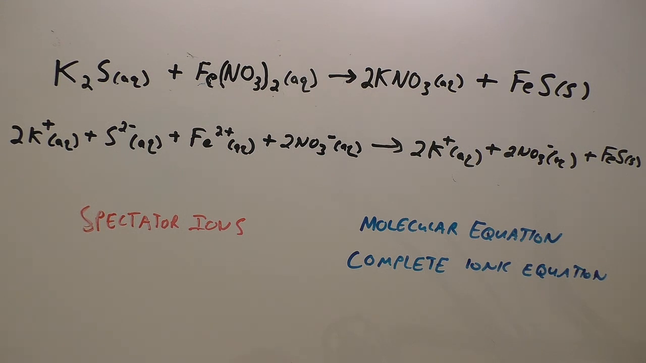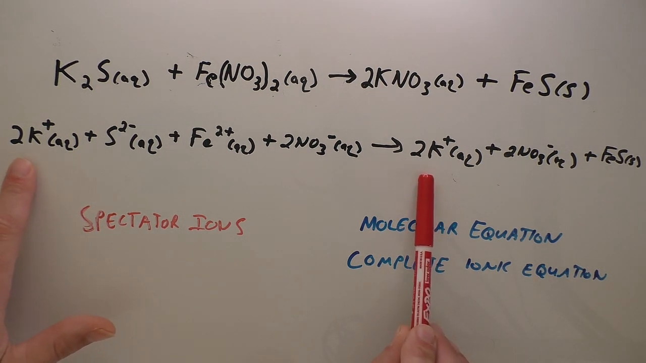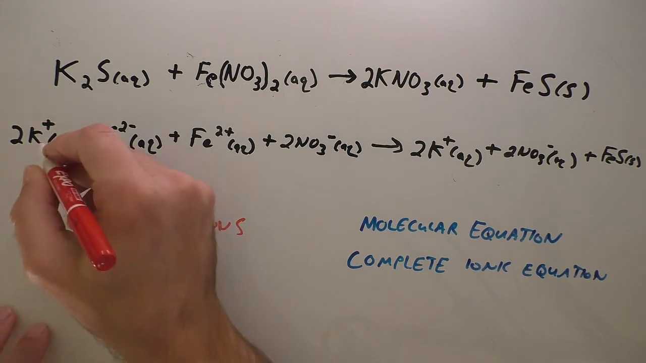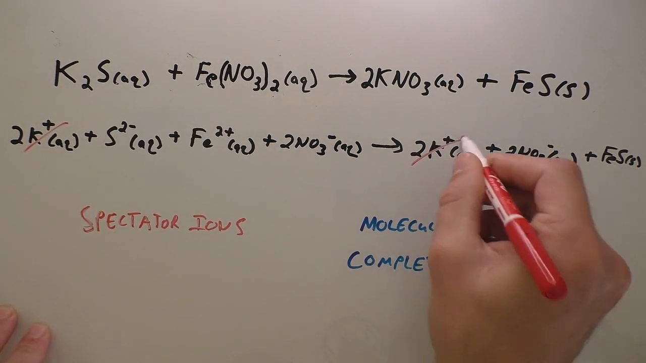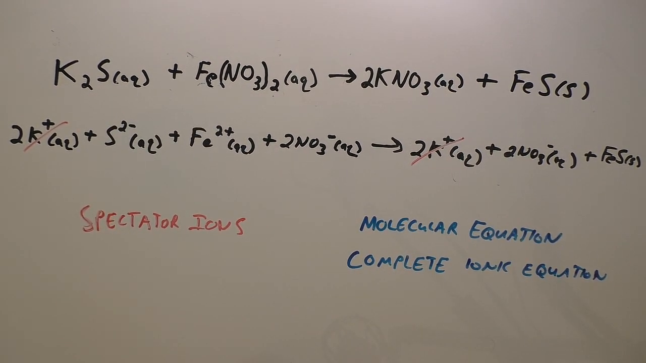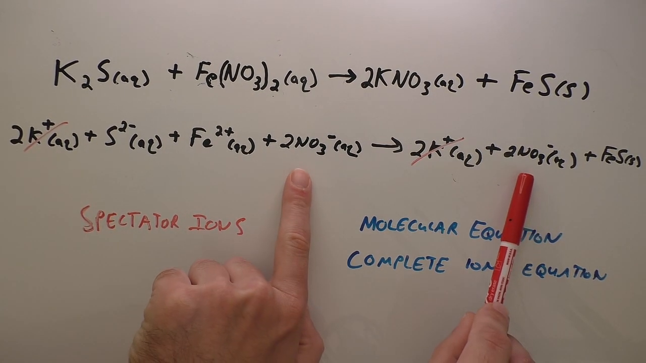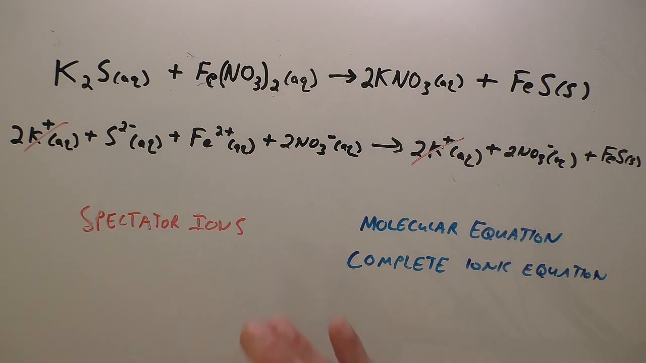Okay? So if we identify the spectator ions, those are going to be the ions that appear on both sides of the equation. And it looks to me like we have our 2 potassium ions on the left and also on the right. So I'll go ahead and mark those. And looks like we also have 2 nitrate ions on both sides of the equation, so I'll go ahead and mark down those.